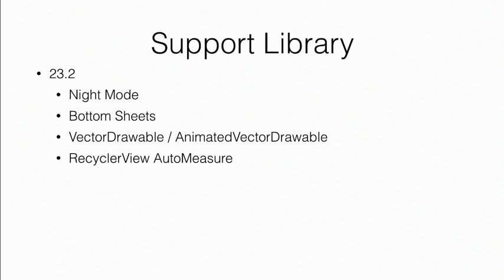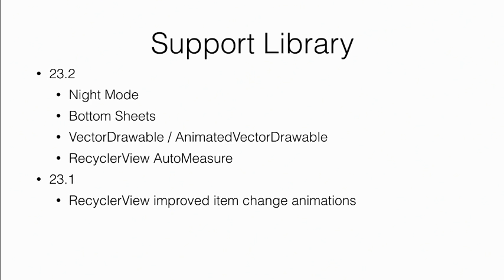Recycler view, auto measure, also wrap content. That has been a much requested feature for a while. So that was in that release. And then in 23.1, we made slight API adjustments to recycler view to allow much more performant as well as feature-rich item animations. So check those out as well.